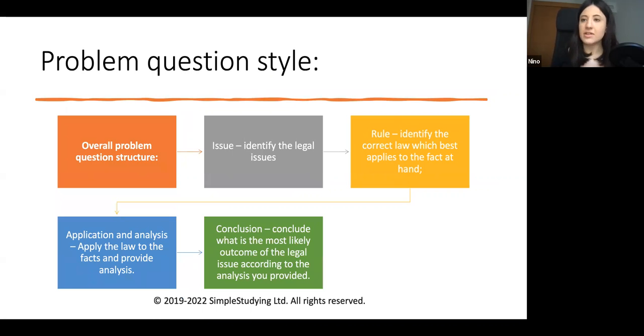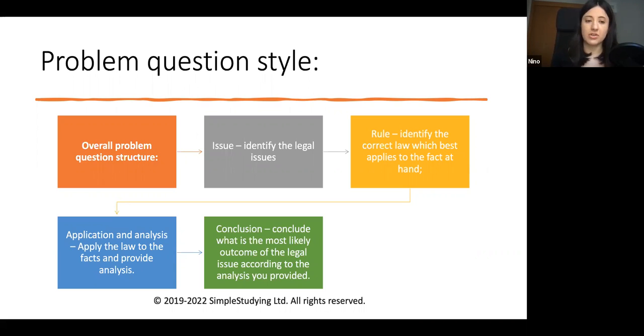Problem question style. It is important that you adopt the hierarchy structure: issue, rule, application, conclusion. You do not need to have an introduction in a problem question. You can start directly discussing what is the legal issue, what is the applicable law, but do not become too descriptive. Most of the students make that mistake, and make sure that you avoid that mistake to not lose any marks.